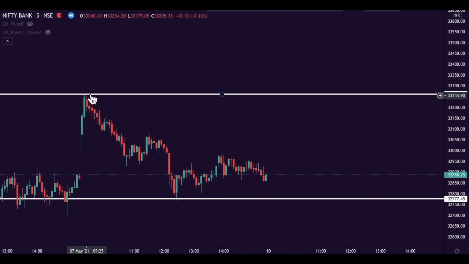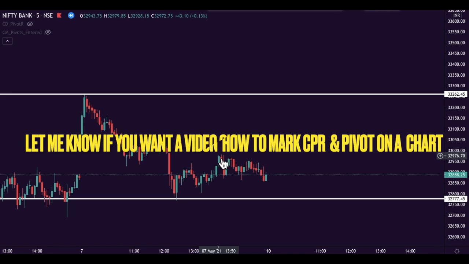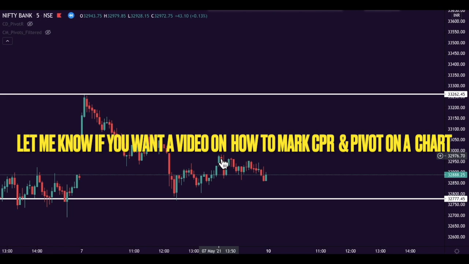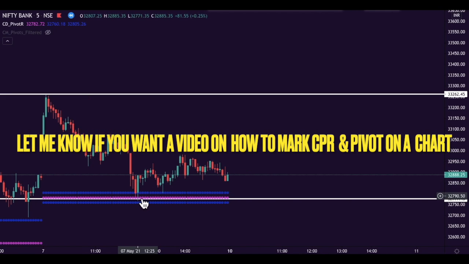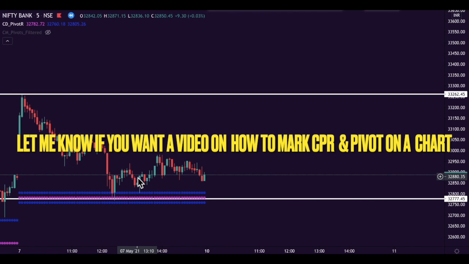Now this previous day high and previous day low can act as strong support and resistance levels for the next day. Now if I put CPR, I can clearly see the market took support at CPR and then it went up. So previous day CPR is also acting as a strong support level. Now these are the important levels which you have to mark before the market opens.